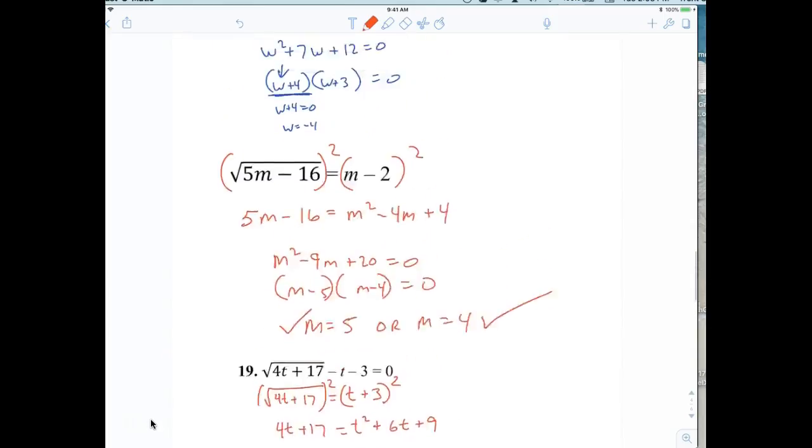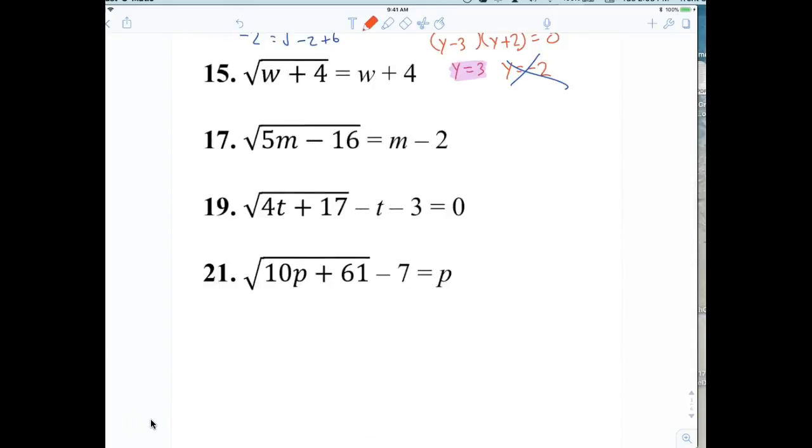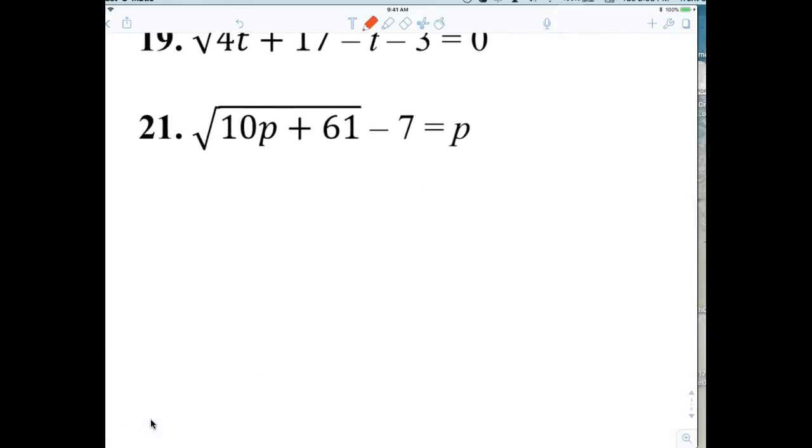We're going to try. All right, here we go. So we're going to isolate first by doing what? Adding 7. So I'd have the square root of 10p plus 61 equals p plus 7. There we go with that. And now what do I do to both sides? Square both sides. What does that equal? P squared plus 14 plus 9.